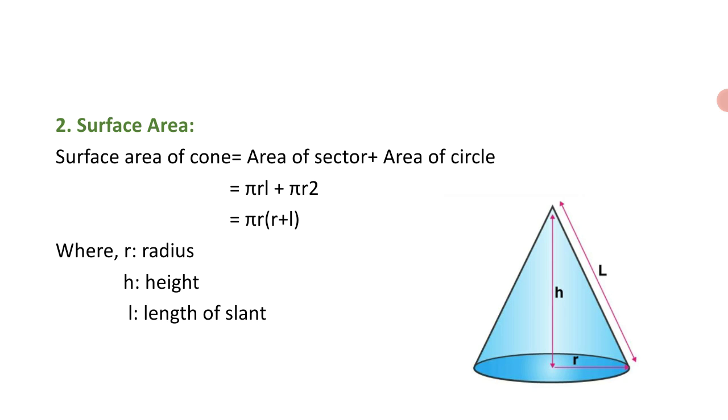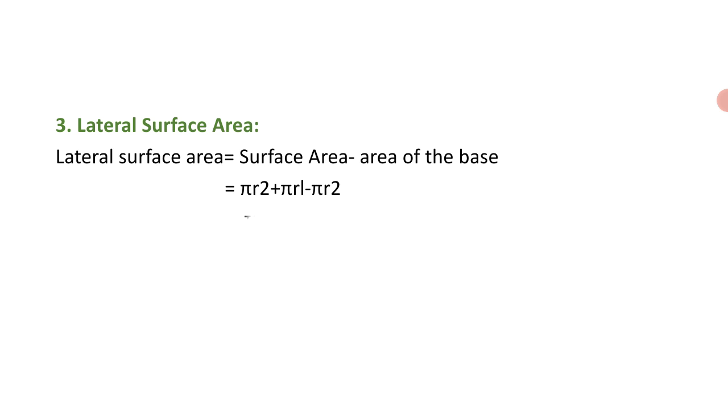pi r l plus pi r square. We can use this here: pi r square plus pi r l minus area of the base pi r square. We can cancel pi r square minus pi r square and we get pi r l.